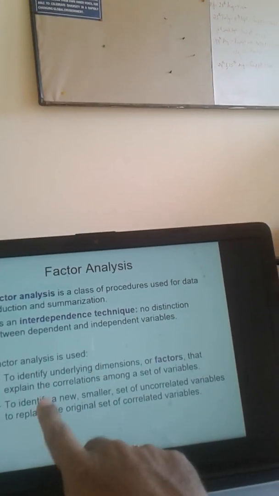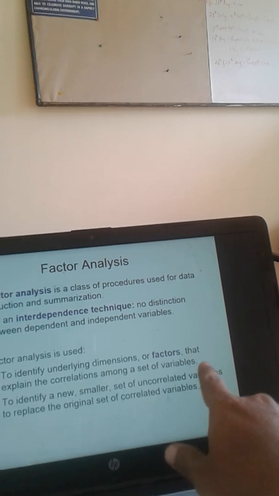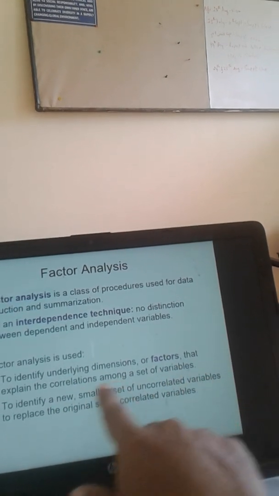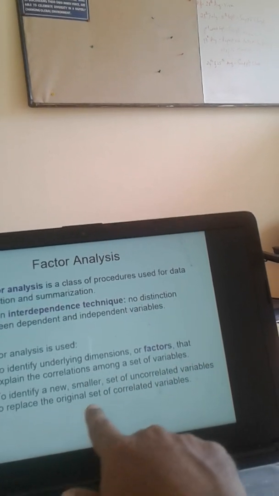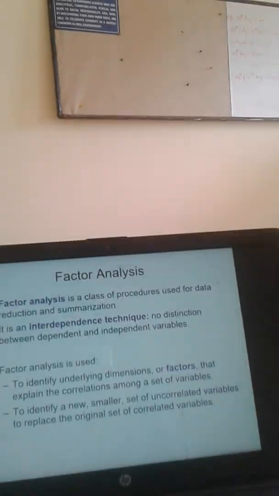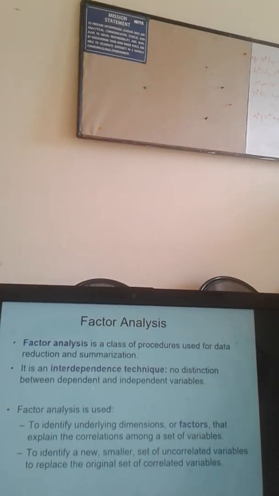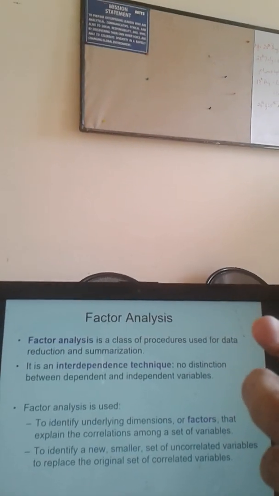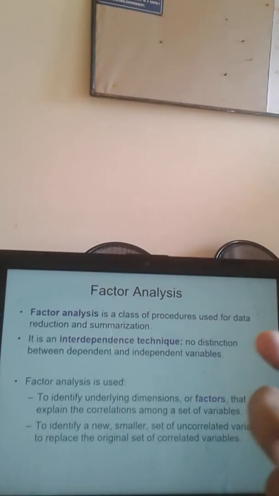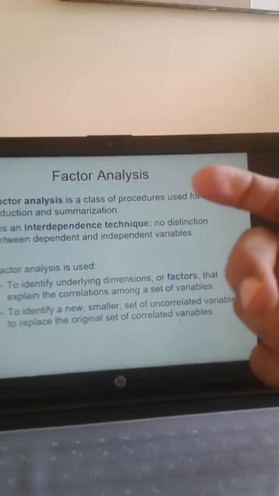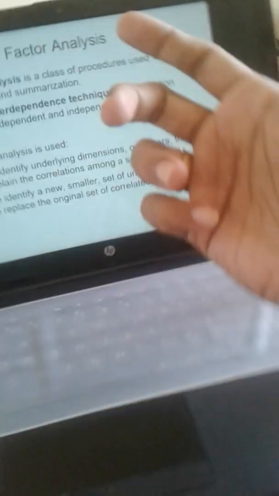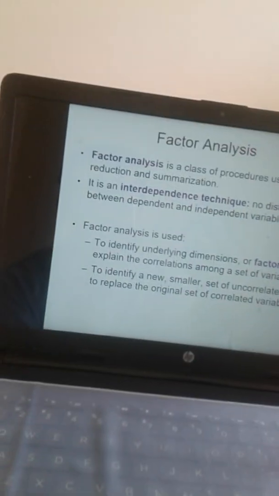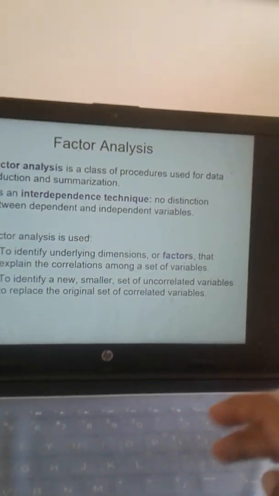Factor analysis is used to identify the underlying dimensions or factors that explain the correlation among a set of variables, and to identify a new smaller set of uncorrelated variables to replace the original set of correlated variables. It is basically to see which variables have a strong correlation. It may be 5 variables or 4 variables which have a strong correlation. So out of 100 different variables, any number of variables may have a good amount of correlation between them, and that has to be determined.